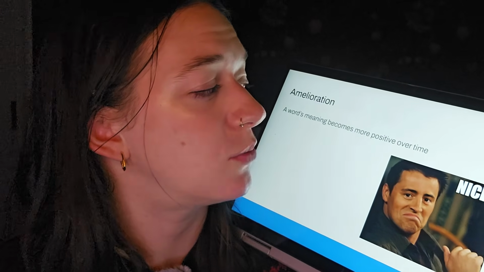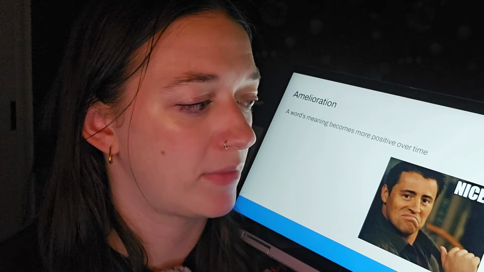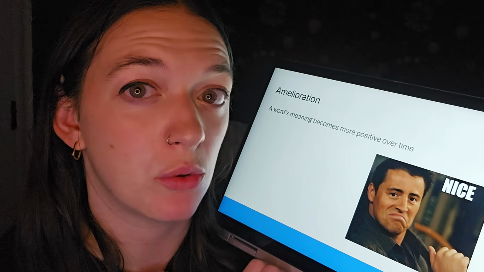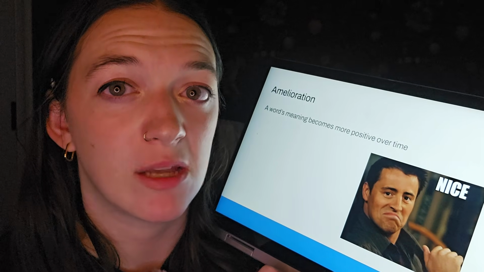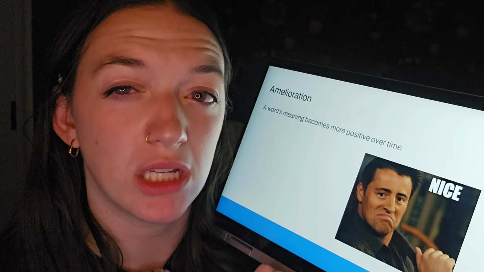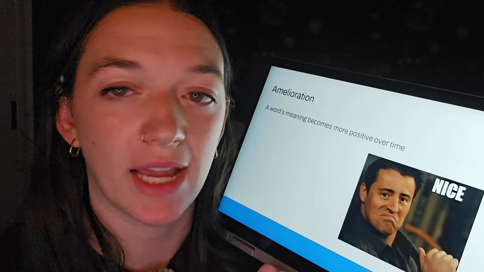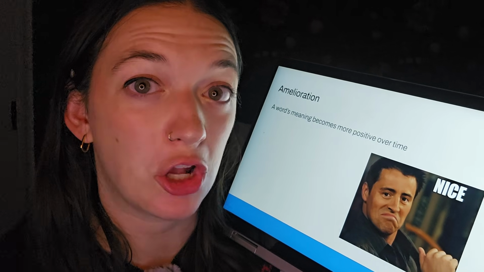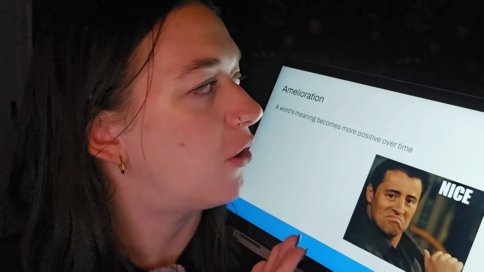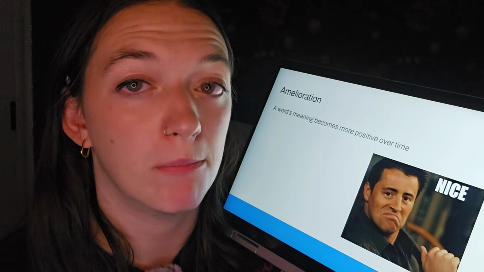Amelioration is when a word's meaning becomes more positive over time. An example of this is the word nice. Nice used to mean that someone was kind of foolish or naive. And now nice means that they are kind, that they are a good person. So amelioration is when a word's meaning becomes more positive.